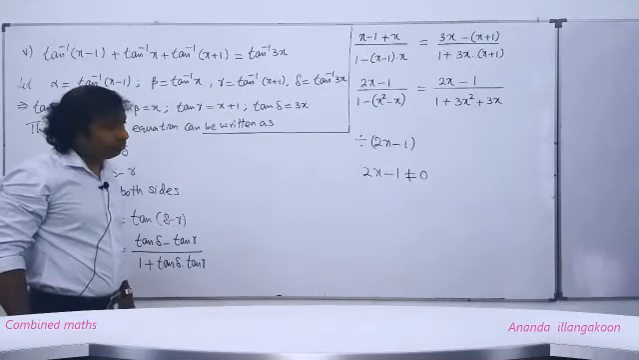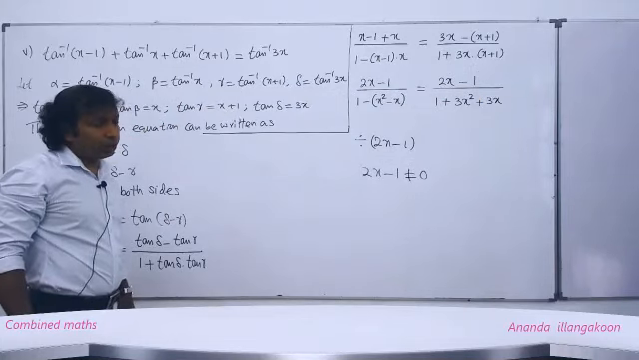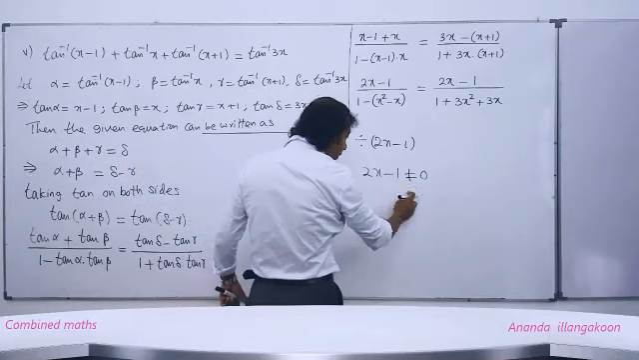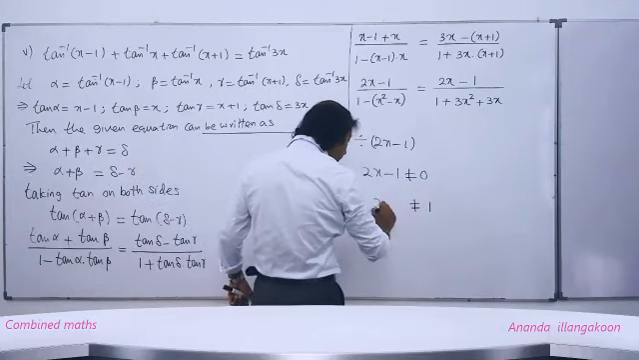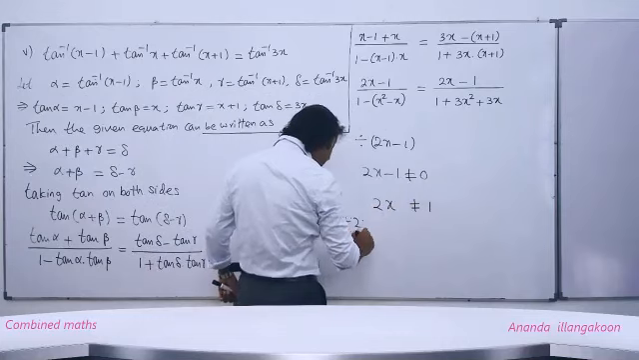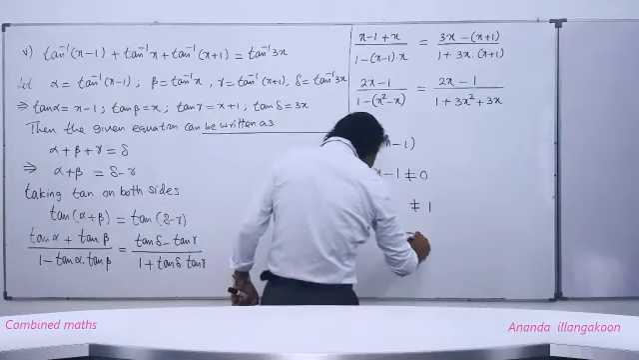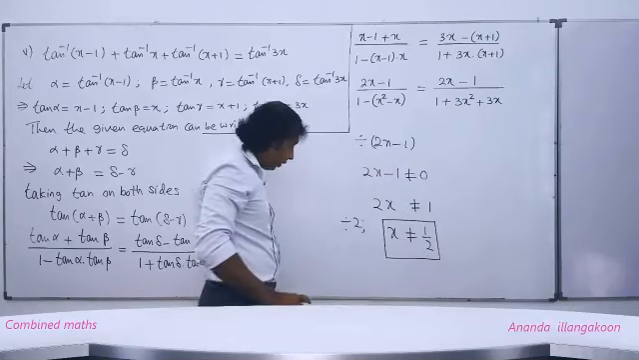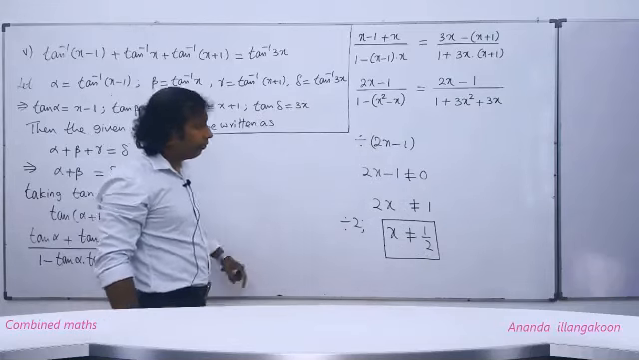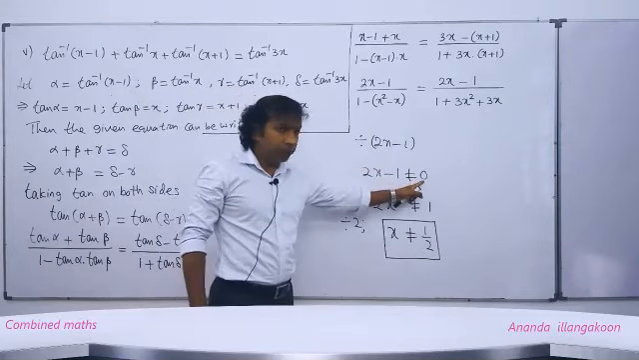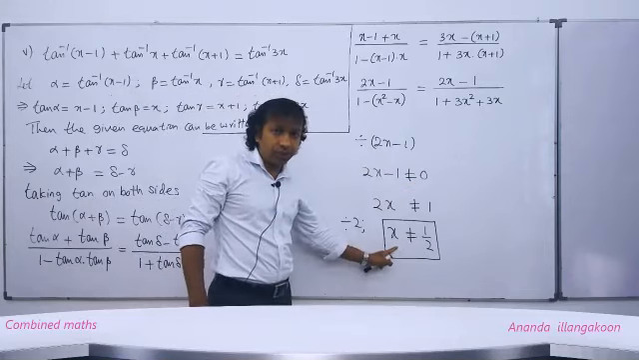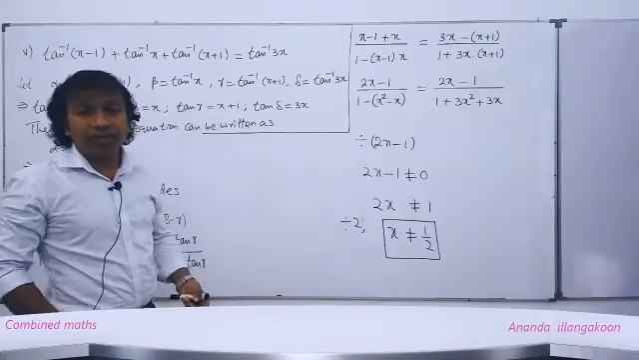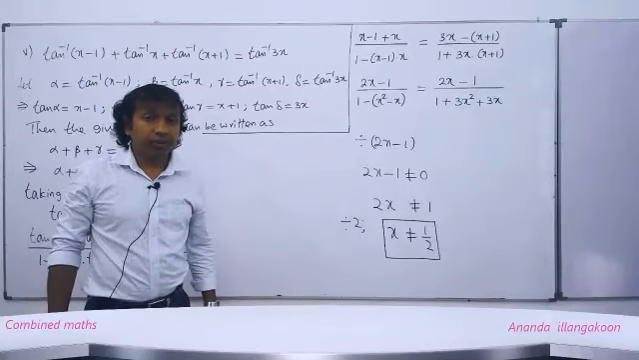Understood? 2x minus 1 should not be equal to 0. That means, moving the minus 1 to the right-hand side, it becomes plus 1: 2x not equal to 1. Dividing both sides by 2, we get x should not be equal to half. That means 2x minus 1 is not equal to 0 only if x is not equal to half. If we are sure that x can't take the value half, then of course we can cancel 2x minus 1 on both sides.